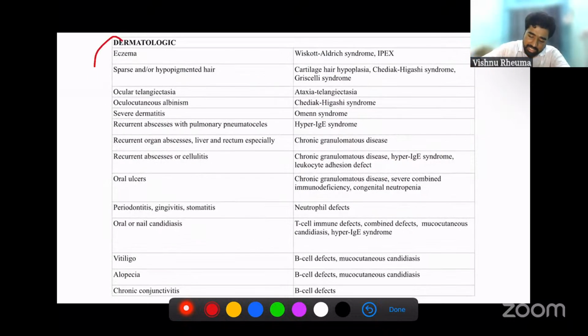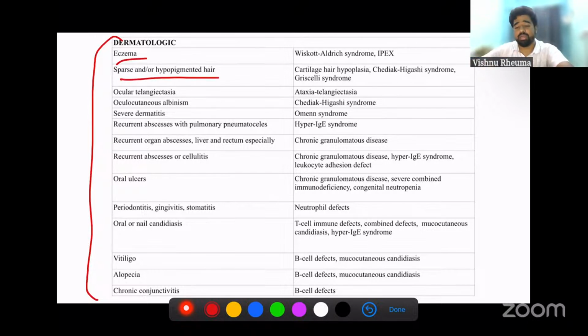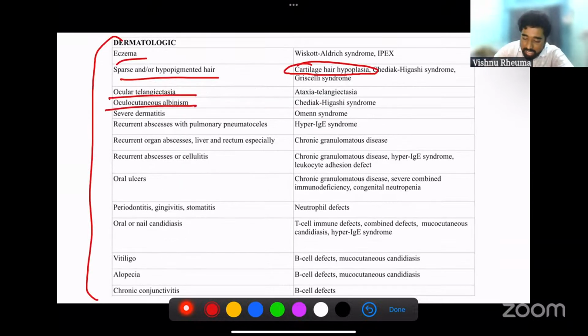So these are your various manifestations. I'm not going to go into each of them. Eczema we discussed, sparse hair in certain PIDs. Only one thing I would ask you to remember is cartilage hair hypoplasia, because this is given in your Harrison's. Then ocular telangiectasias, albinism. This is important because they may ask you, especially in your NEET MCQs, oculocutaneous albinism, Chediak-Higashi, and ataxia telangiectasia will cause ocular telangiectasias.